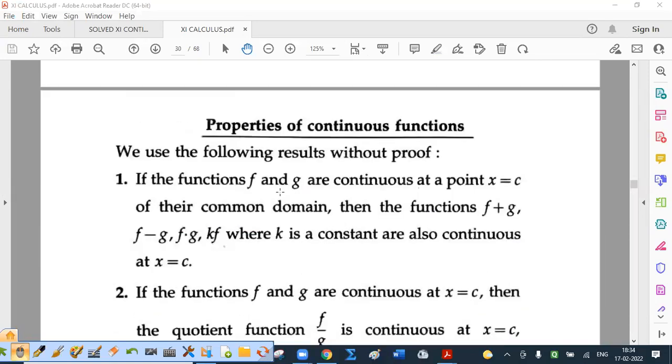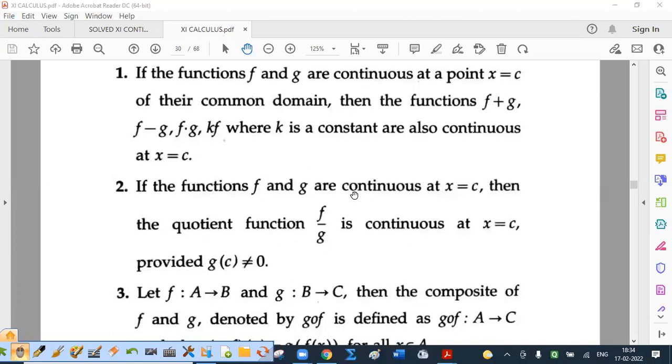Then properties of continuous functions. If the functions f and g are continuous at a point x equal to c of their common domain, then f plus g, f minus g, f into g, kf, where k is constant, are also continuous. Then this rational function is also continuous. Actually, we should say quotient function, because every function of the type f upon g is not rational. For that, f and g should be polynomials, right? But what is the main requirement here? g(c) should not be 0.